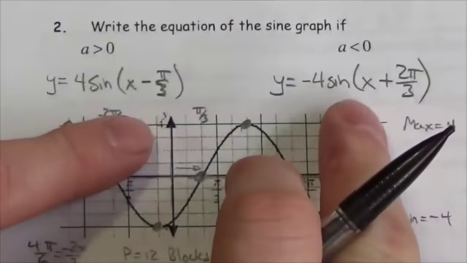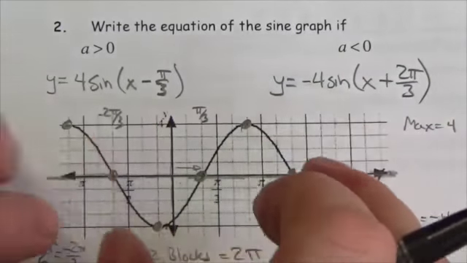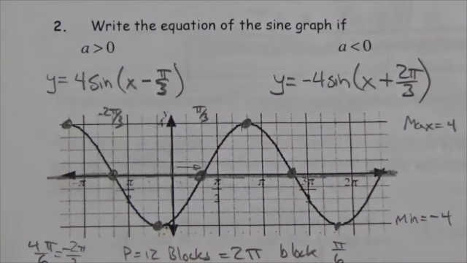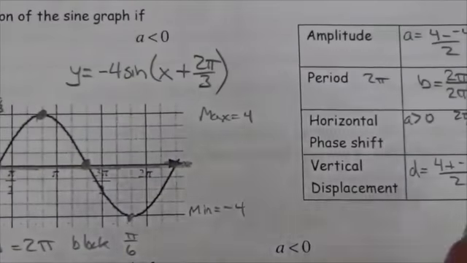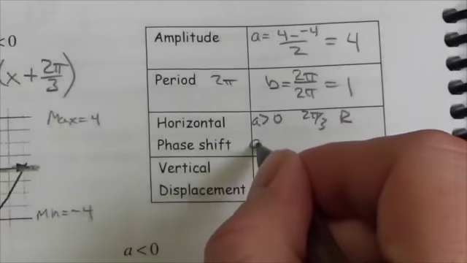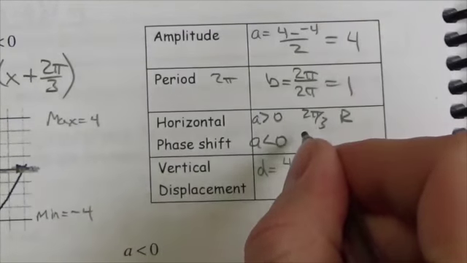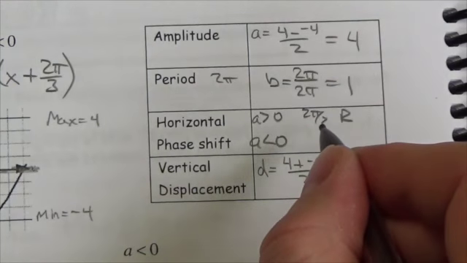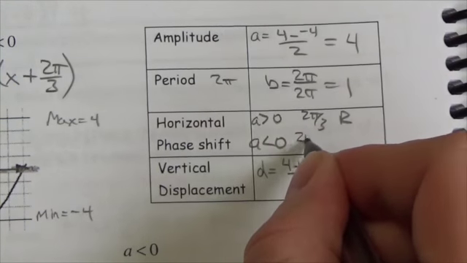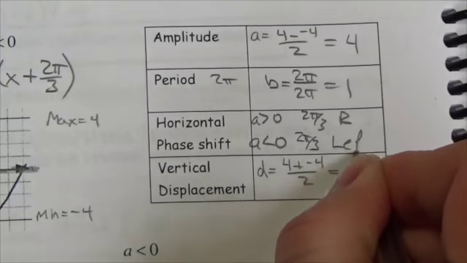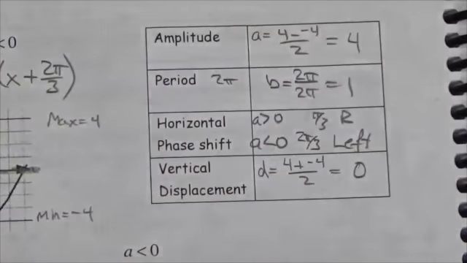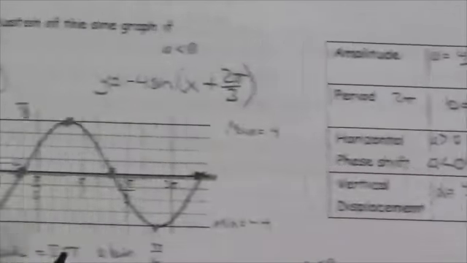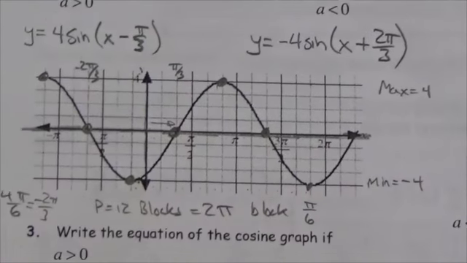Those two equations right there, if you graph those two, you would get exactly the same graph that we're looking at right now. And I should have mentioned here that if a was less than 0, then this became 2 pi over 3 to the left. Oh, and my mistake. It wasn't 2 pi over 3 to the right. It was just pi over 3. Sorry, messed that up. It's right in the equation. It's just wrong when I wrote it in there.